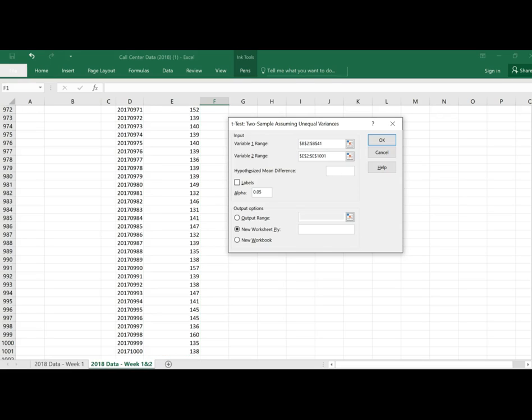Here we go. What do you think we put in this hypothesized mean difference? If you recall, we were assuming that their difference was 0. We were asking, are they different from each other?